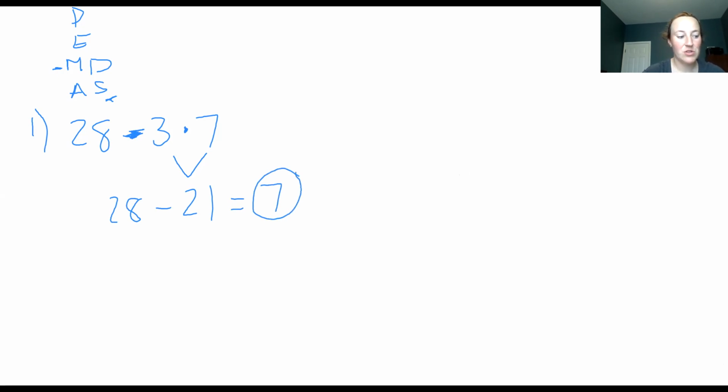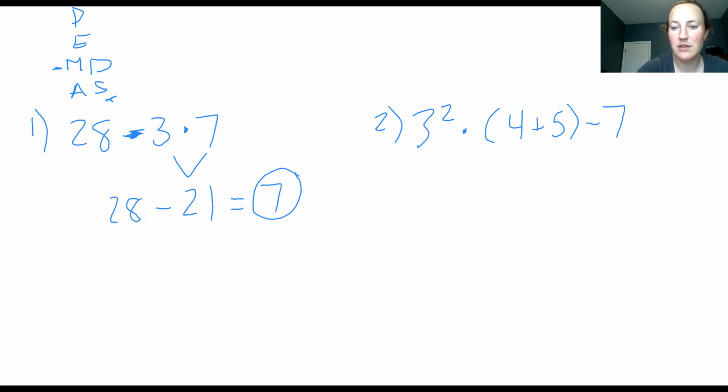Okay. So let's bump it up. Let's make it a little bit harder. Okay, I have faith in you guys. You guys can do this. So the second example that I want you writing down, 3 squared times the quantity 4 plus 5, close the parentheses, minus 7. Give you a second to make sure everybody has that written down. This is a plus sign.